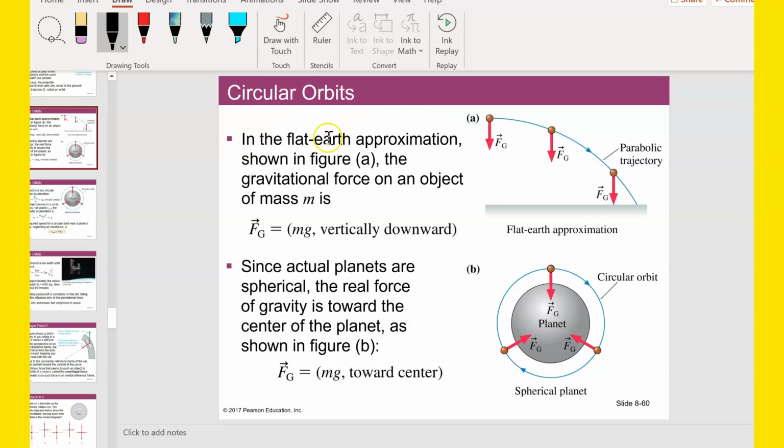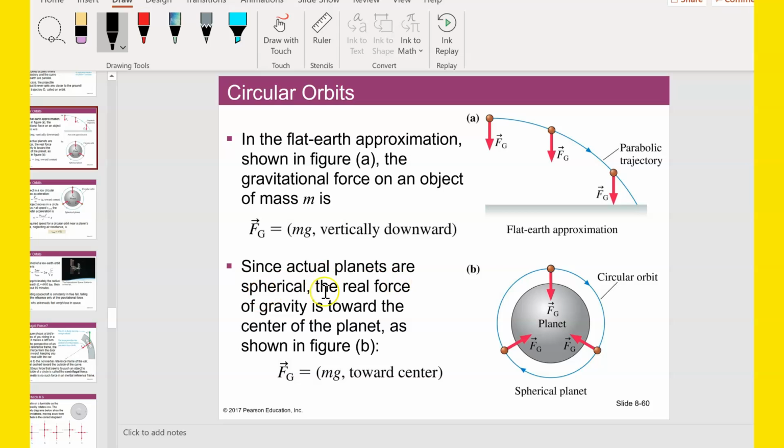Circular orbits. In the flat Earth approximation, which is demonstrated here in figure A, the gravitational force on an object of mass m is mg vertically downward. So you've got what we approximate to be a parabolic trajectory. And if the Earth was flat, it would truly be a parabolic trajectory relative to the Earth's surface. But if the surface itself is curved, it wouldn't really be exactly a parabolic trajectory relative to that surface.